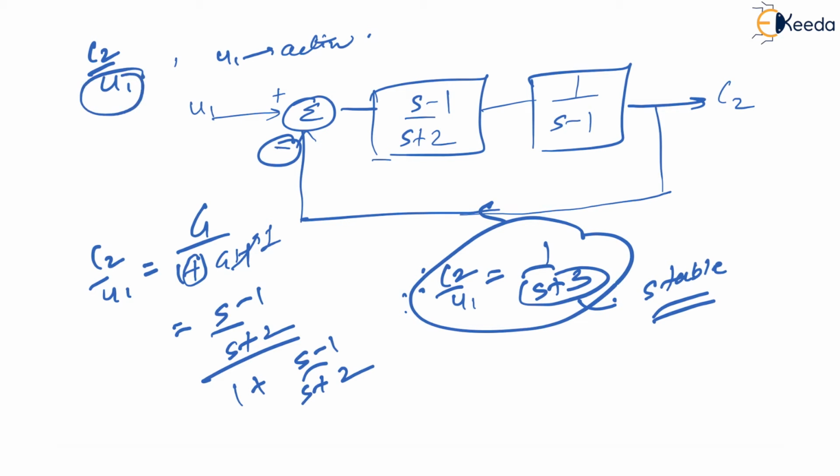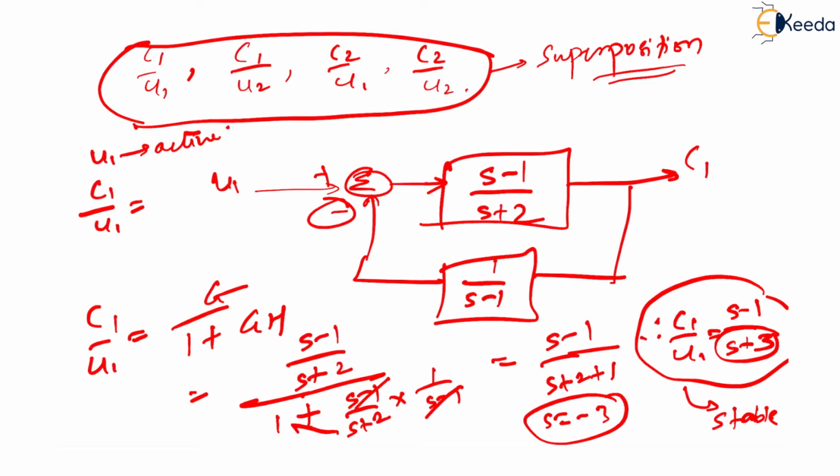What does this mean? See, here we have taken input to be U1. Even previously we have taken input at U1.